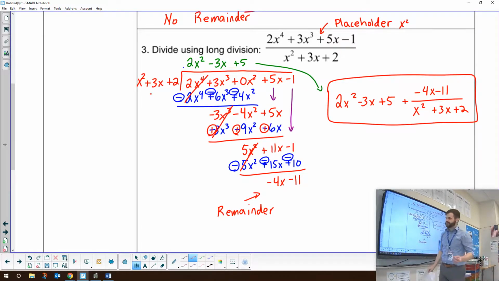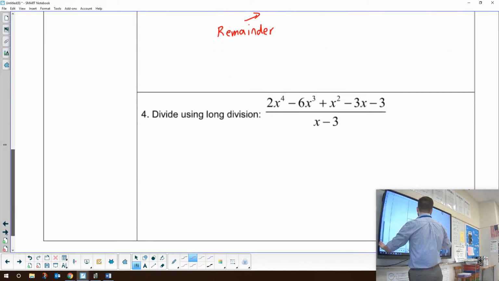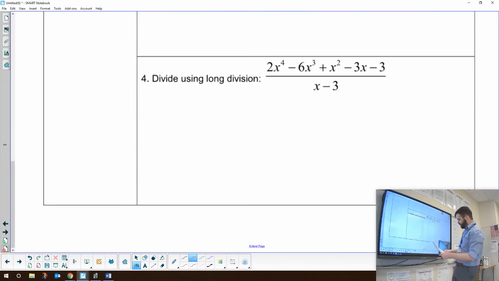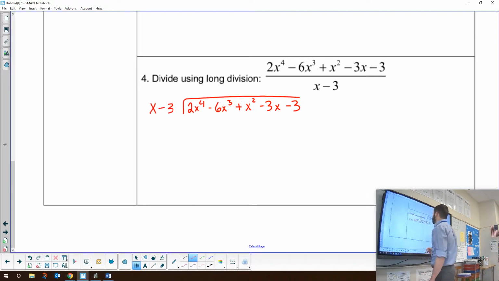Okay, our last problem here. Number 4. We're going to do the same thing. We're going to write out what I'm dividing by and go from there. Okay, so we're going to write out 2x to the 4th minus 6x cubed plus x squared minus 3x minus 3. And we're going to divide this by x minus 3.